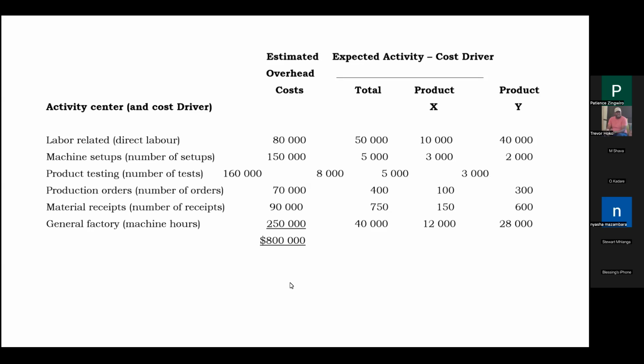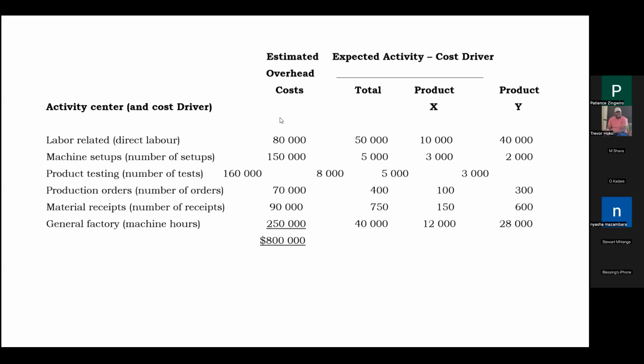So there is that basic data there. I was saying that under absorption costing, we used only one cost driver. But under activity costing, we can use more than one cost driver. And in this question, the basic data shows us 6 activity centers, and these activity centers are the cost drivers. There is labor related, there is machine setup, that is the number of machines being set up as a base. There's product testing, where we are using the number of tests as a base. There's production orders, where we are using the number of orders as a base. Material receipts, we are using the number of receipts as a base. And then general factory, we are using the machine hours as a base.